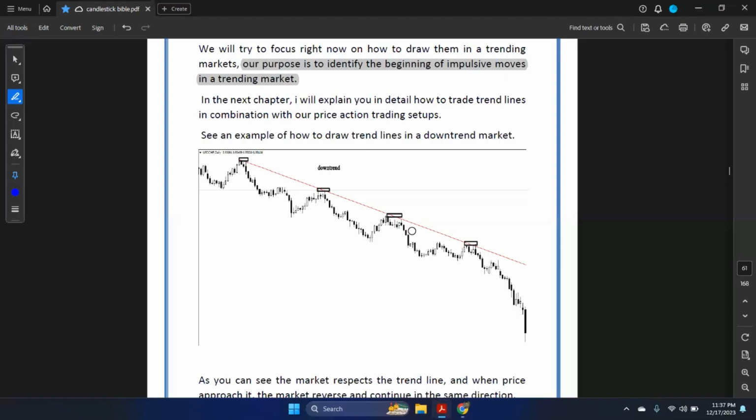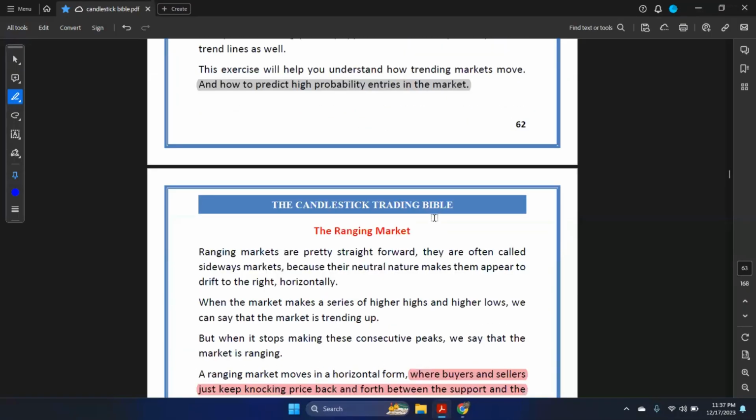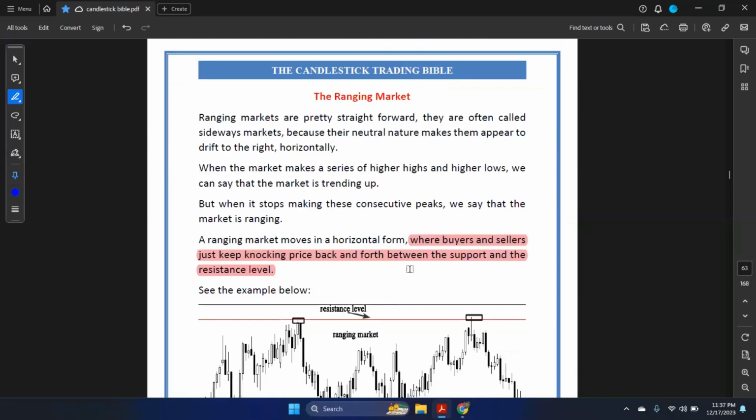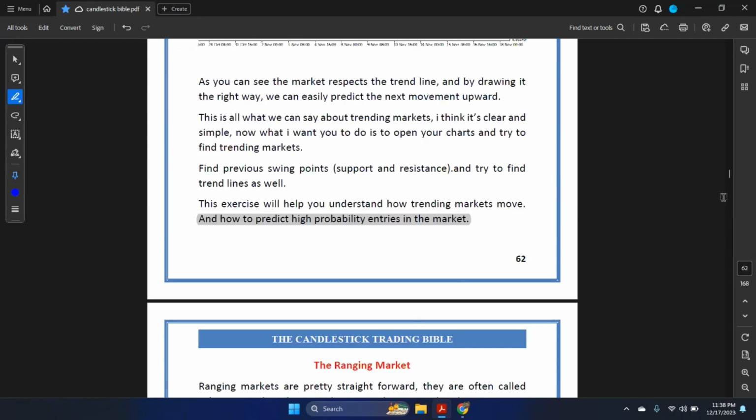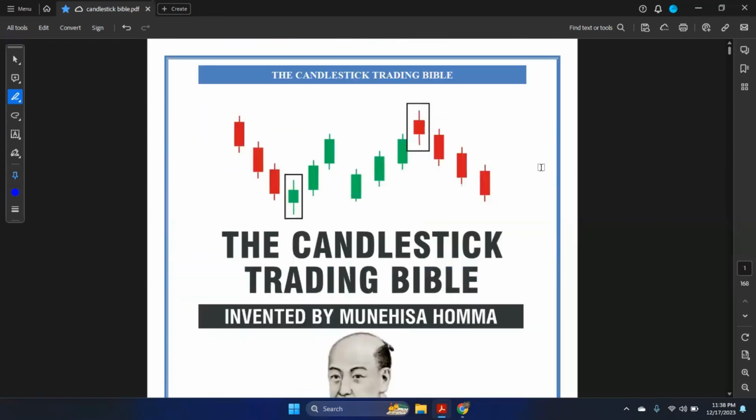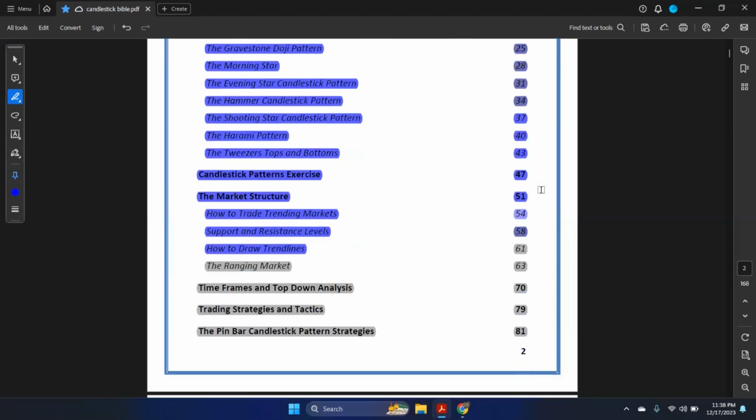All right, so the next one we are going to do is the ranging markets. I'm just going to have the ranging markets as a video by itself because that has a lot of information, if I'm not mistaken. So that's what we'll do next time. Yeah, the ranging market goes from page 63 to 70, so we got some pages in that.